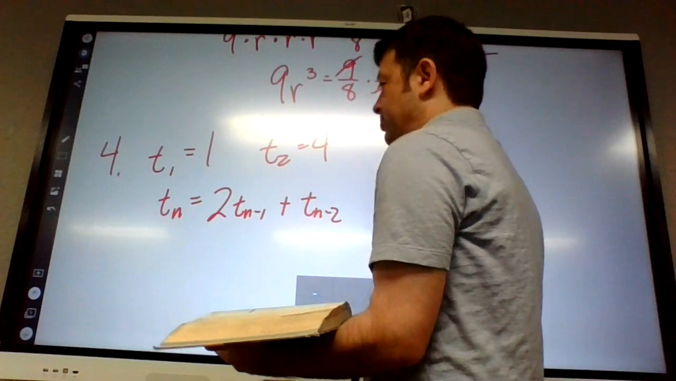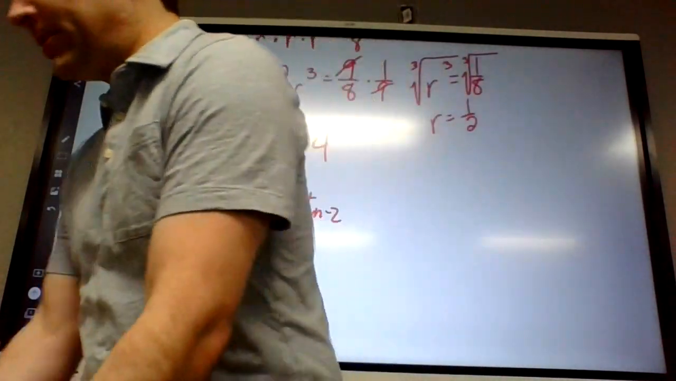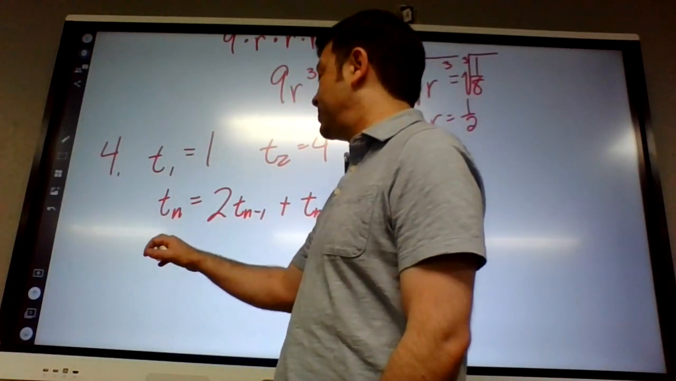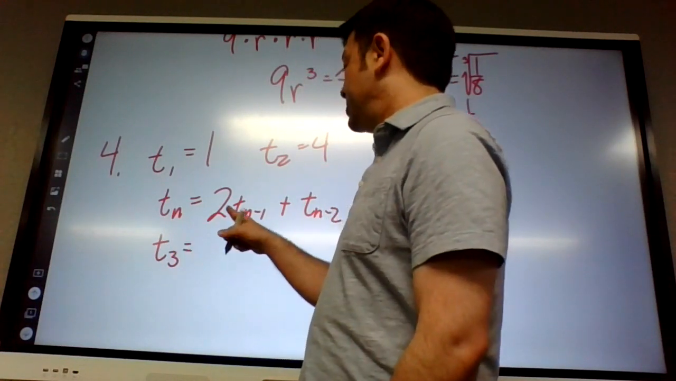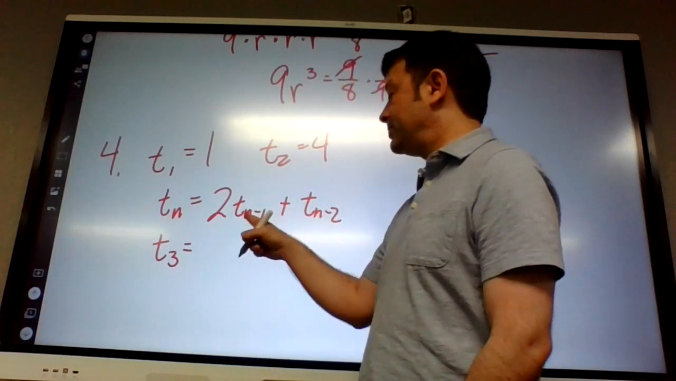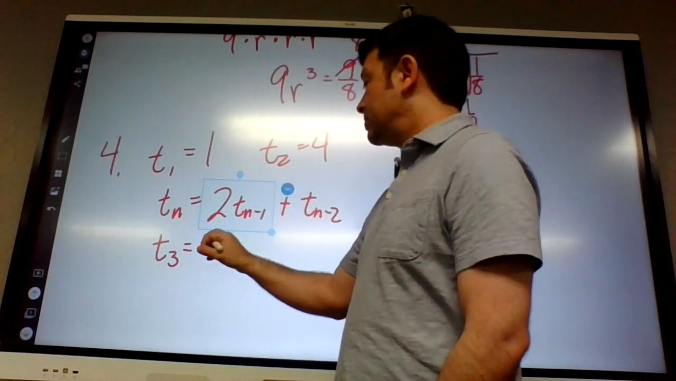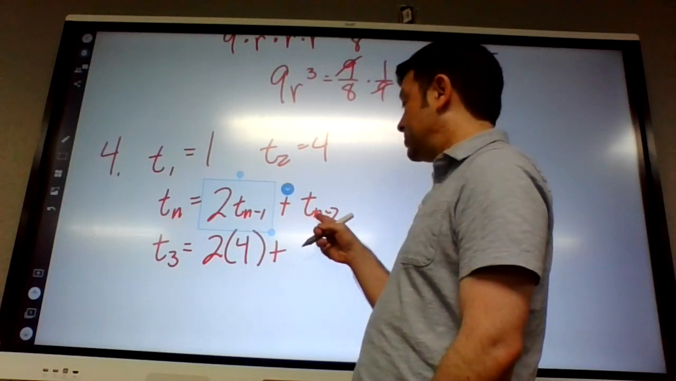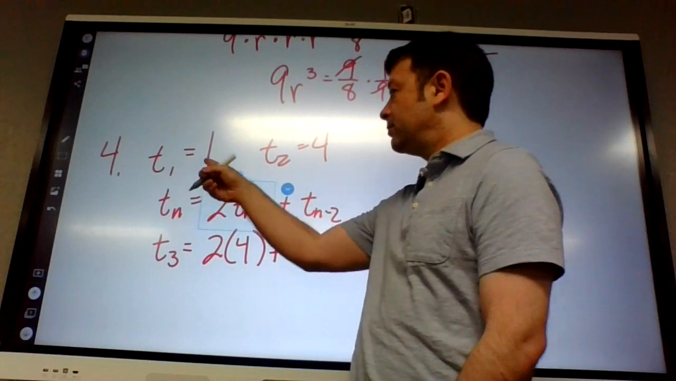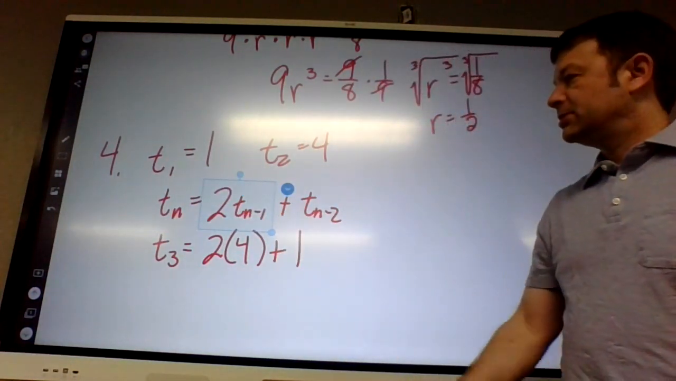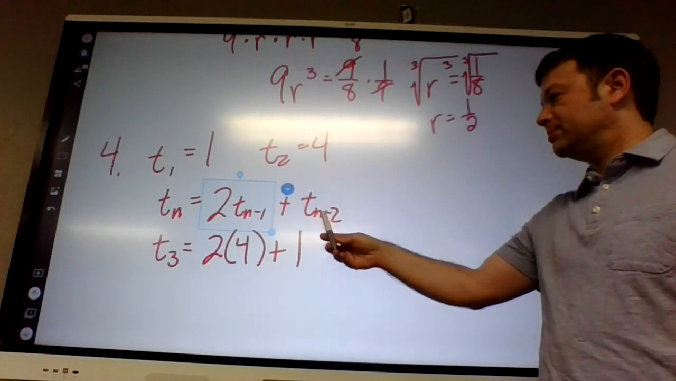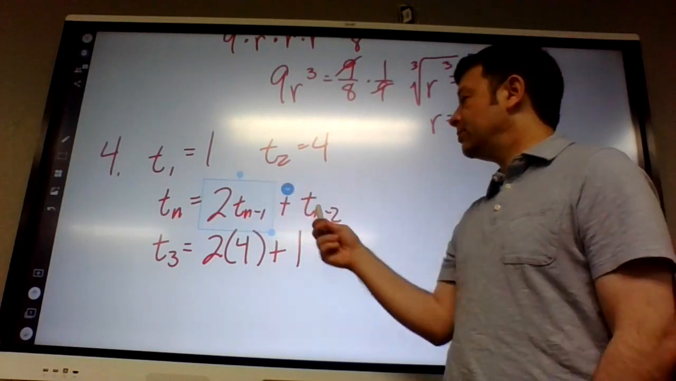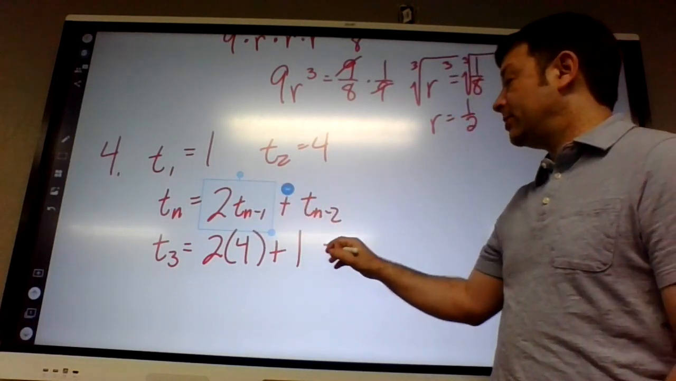Okay, I don't think there's a quick trick to do this. I think we just gotta start plugging stuff in and see what happens. So the first term I could find is T sub 3. That'll be 2 times T sub, if n is 3, this would be 2, so it's 2 times 4 plus, if n is 3, this is 1. T of 1 is 1. So this just means the previous term and the previous term, basically. So it's just 4 and 1. Anyway, that comes out as 9.